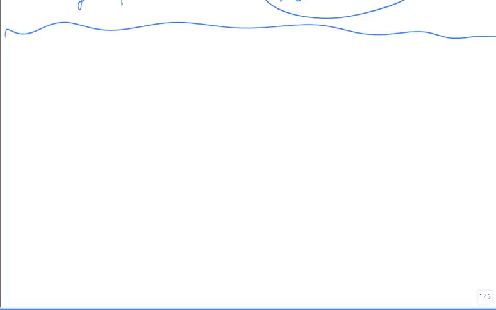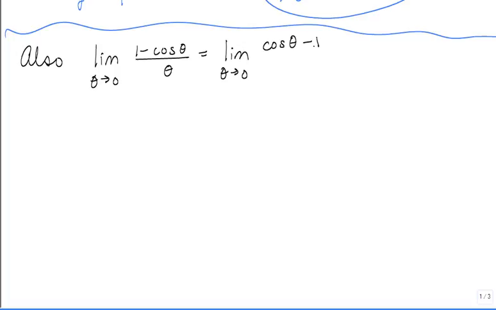Next, also we're going to show that the limit of cosine theta minus 1 all over theta equals 0. Okay, here's the proof of this. We're going to multiply by the conjugate of the numerator.